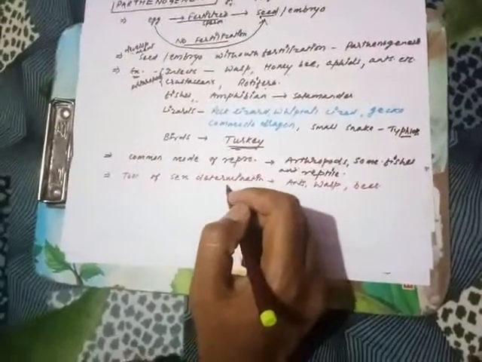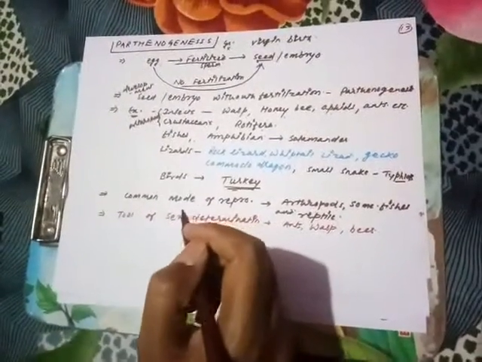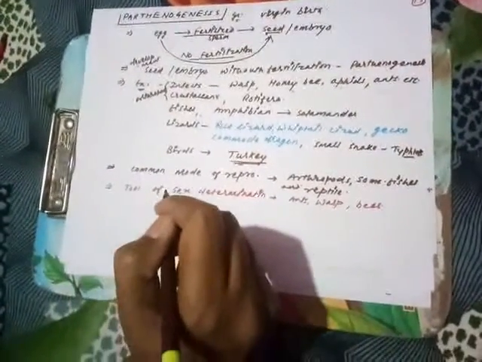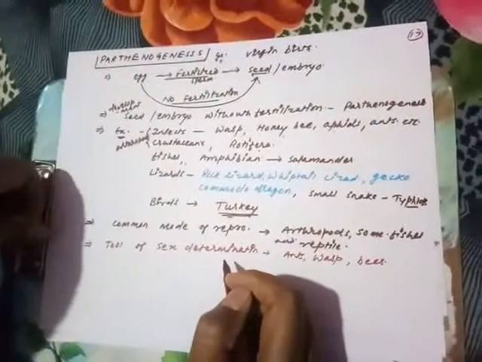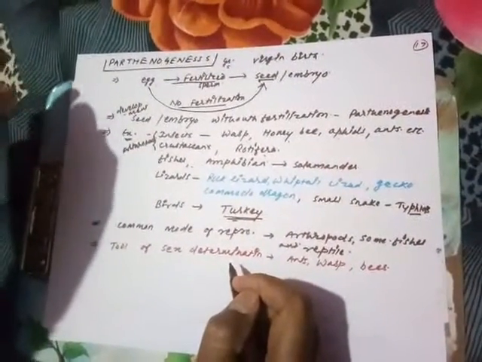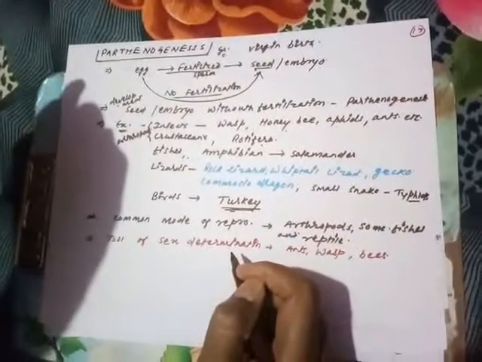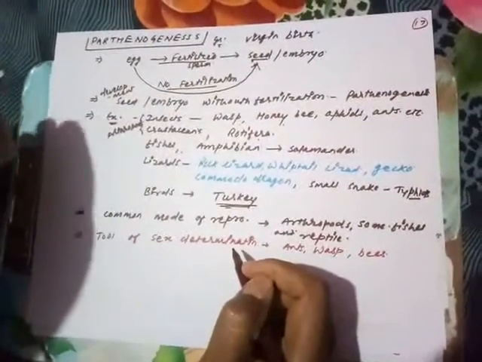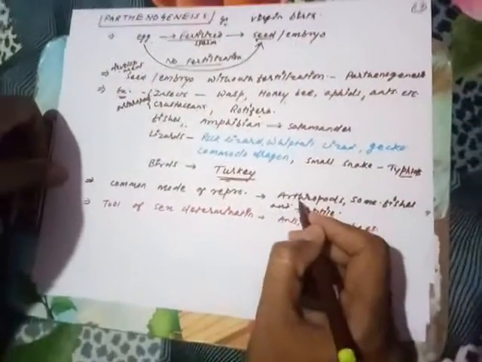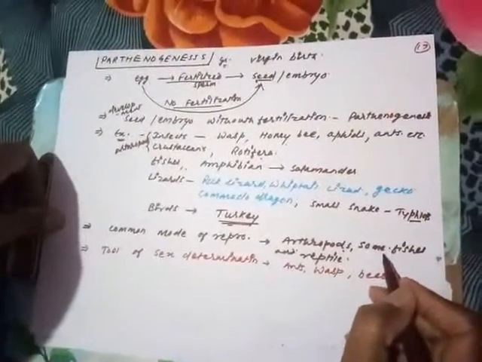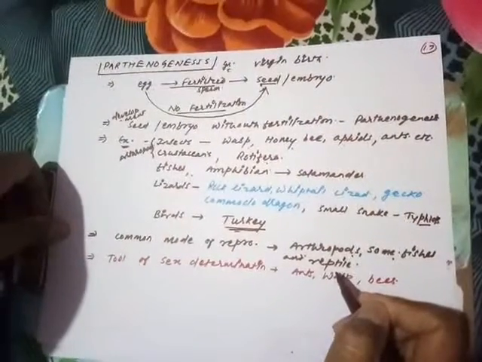Parthenogenetic mode of reproduction is also considered a common mode of reproduction in many groups. Common mode of reproduction in many groups means this is the basic and the only mode of reproduction in many animal groups, like in arthropods, some of the fishes, and some of the reptiles.